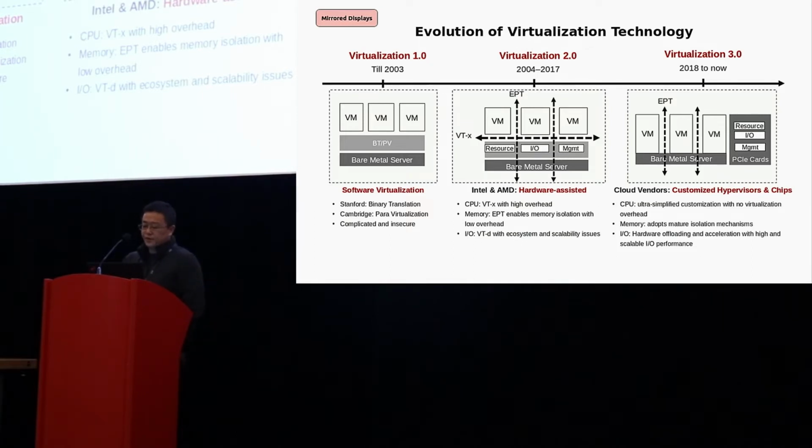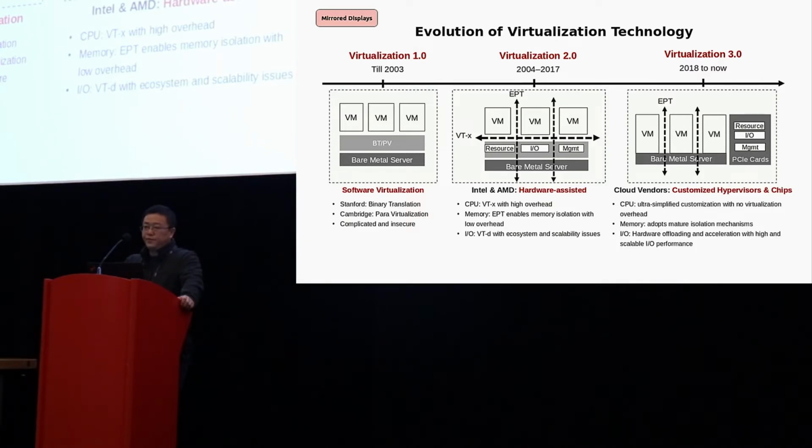Considering these issues, starting from 2018, some cloud providers, including Amazon, Alibaba, Huawei, and many others, started to develop their new virtualization. We call it virtualization 3.0. The new virtualization usually consists of a customized hypervisor and customized chips to satisfy their requirements. For example, for CPUs, they can design a very simple and customized hypervisor with almost no virtualization overhead.